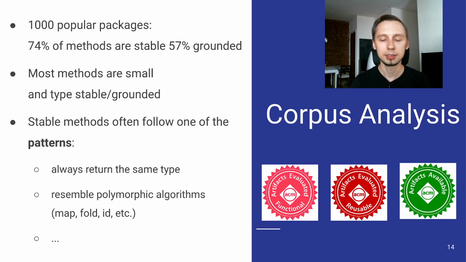In our dynamic analysis, we run test suites of 1000 of most popular Julia packages. Results show high numbers for both type stability and groundedness. In many packages, we see that the vast majority of methods are small and grounded. We saw several patterns for type-stable methods. First, if you always return either true or false like a predicate, you'll qualify as type-stable. Secondly, many type-stable methods resemble familiar polymorphic algorithms like map or filter. At times they would have some additional side effect in code, like logging or caching. More of those patterns, with real-world examples, can be found in the paper. The code and data we used in analysis are available in the artifact.